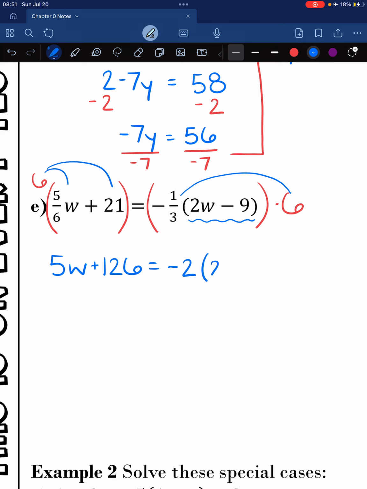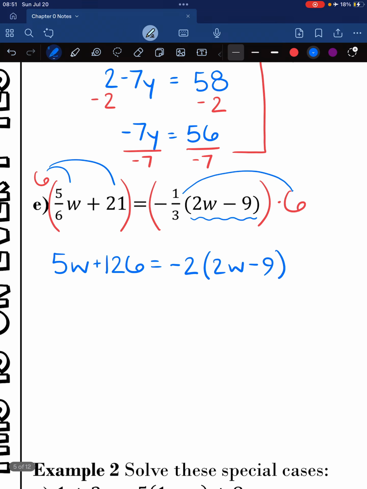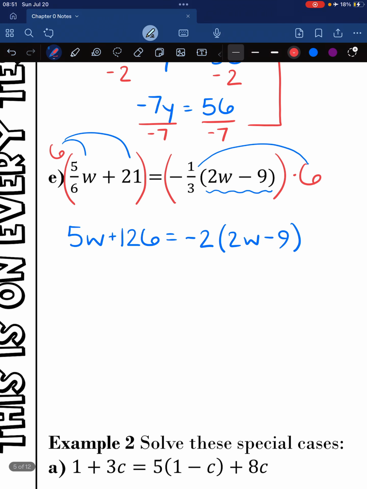Okay, so negative 2 times 2w minus 9. Okay, this is a situation where I have a choice. I could distribute this negative 2 now, or I can check the other side and see, are both of these easily divisible by 2? And this one is, but I would end up with another fraction, and I don't really want to deal with that right now. So I'm not going to divide by negative 2. I'm going to distribute it.